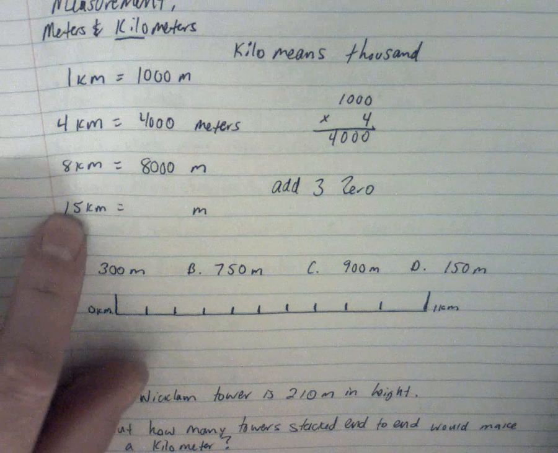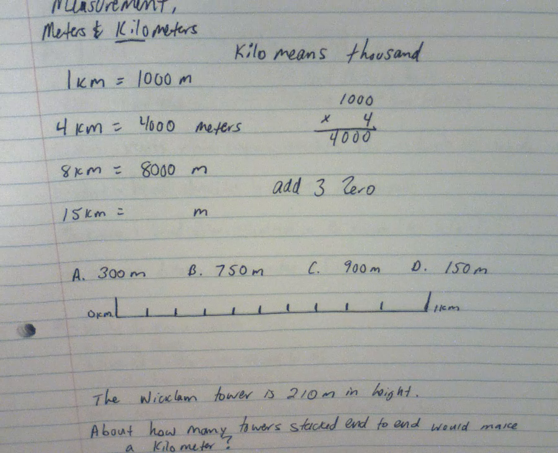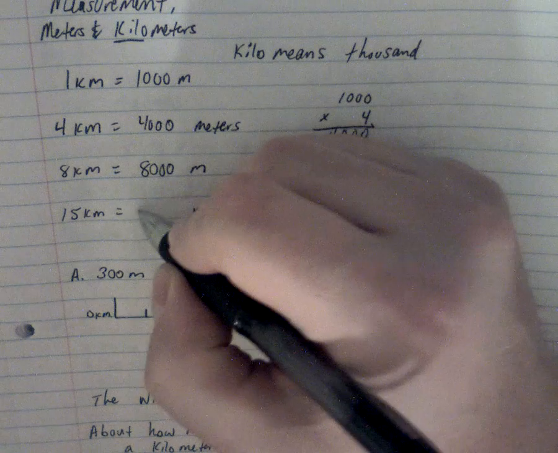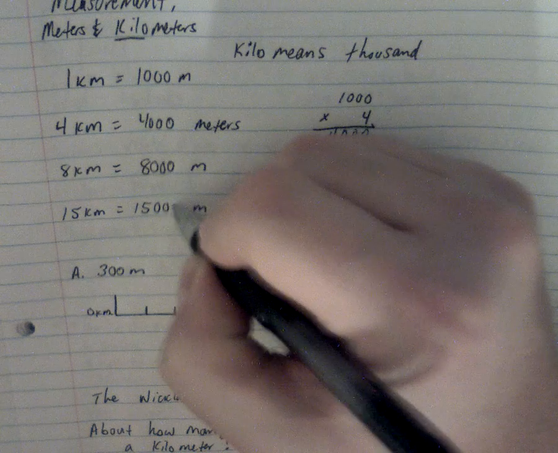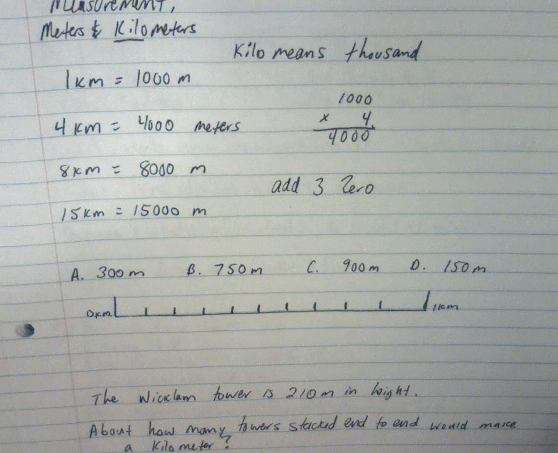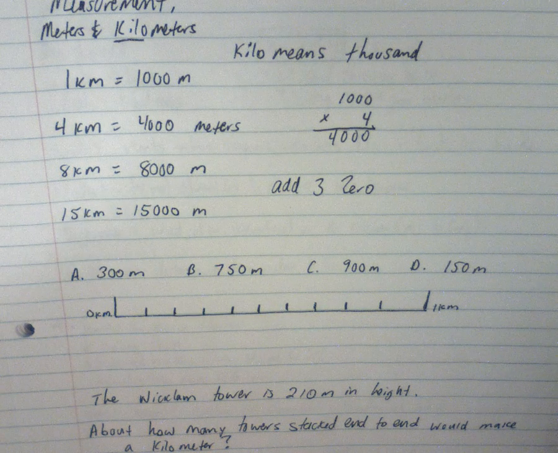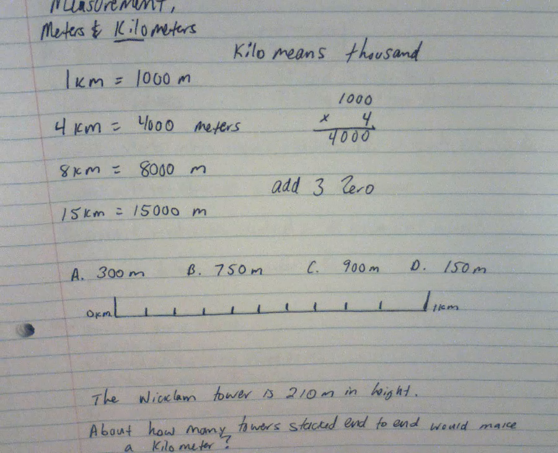So 15 kilometers, well, it's simple. I add 3 zeros to 15. What do I get? 15,000 meters. So that distance to Trenton would be 15,000 meter sticks laid end to end.